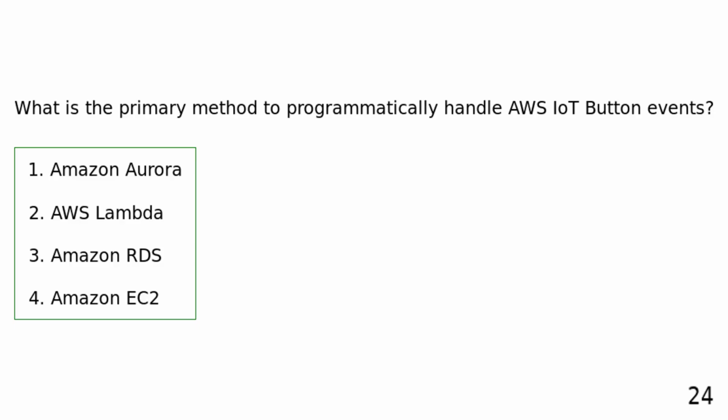What is the primary method to programmatically handle AWS IoT Button events? Amazon Aurora. AWS Lambda. Amazon RDS. Amazon EC2. AWS Lambda is the primary service for handling events triggered by the AWS IoT Button.